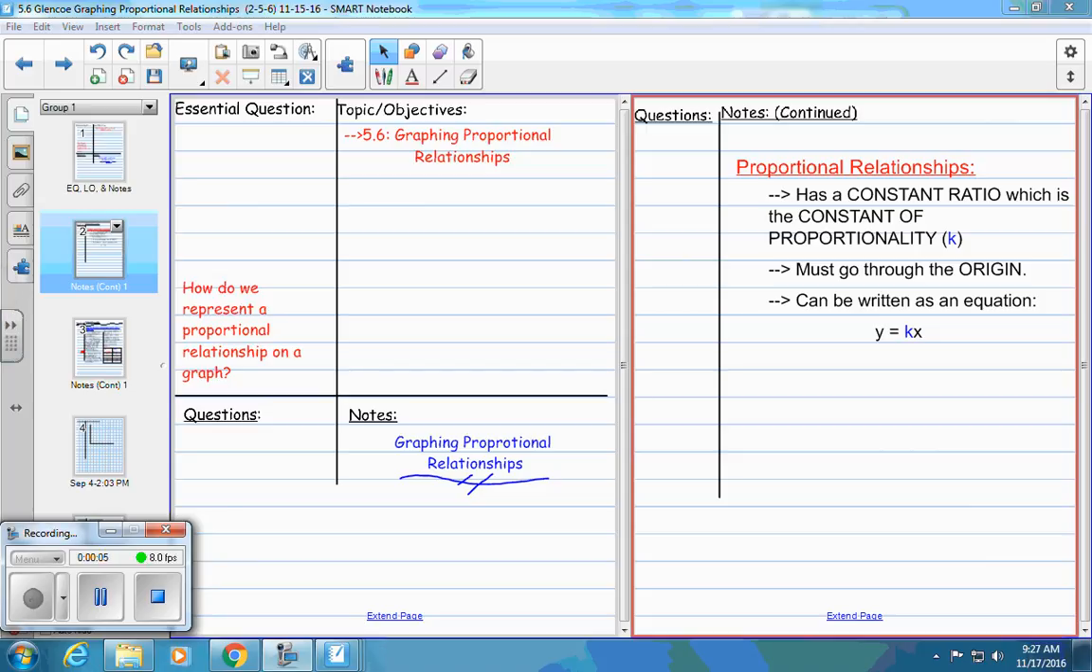Kinnett here. We're building on our previous lesson about how to determine if something is proportional versus non-proportional. This lesson is going to help us start learning how to graph proportional relationships on the coordinate plane. Go ahead and pause right now and copy down what you see.